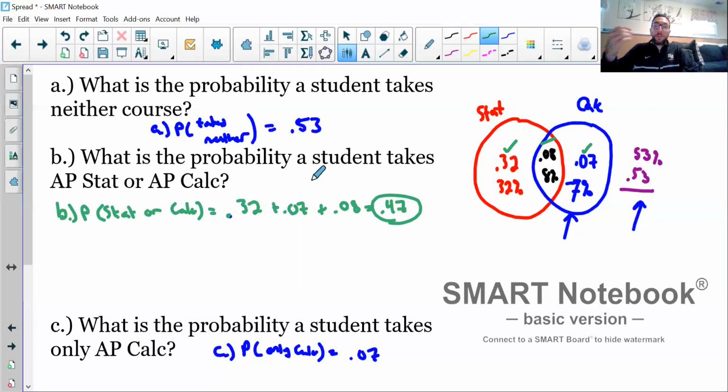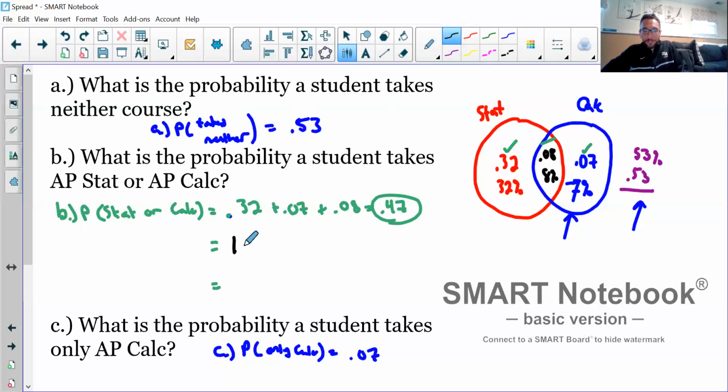But also, if they didn't want you to include the 0.08, the question would say, what's the probability a student takes stats or calc, but not both? And to finish up this lesson for today in this video, there's a couple other ways we could do this. Can you think as a class, pause the video, what are two other ways we could do this?